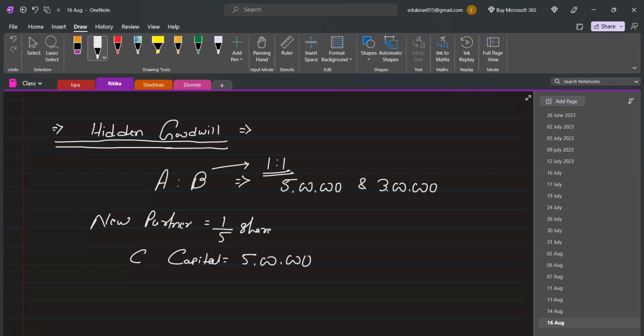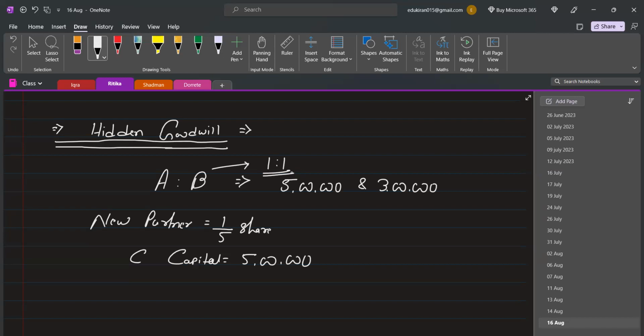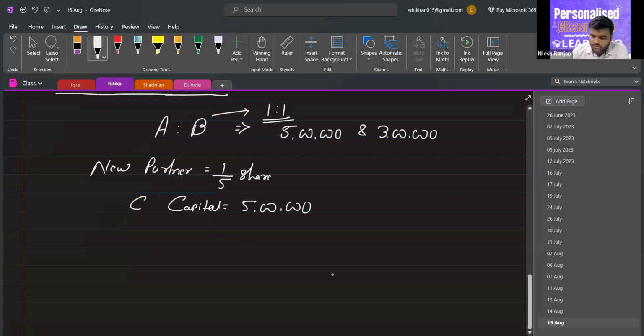So we'll find the sacrifice of A and B. Actually, for this you don't need sacrifice or gain. For distribution of goodwill we need sacrifice and gain, but to calculate hidden goodwill we don't need it. We need it later, so we will calculate it right now.